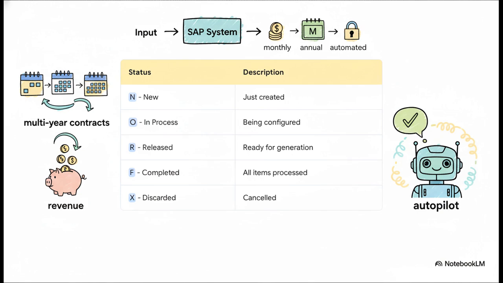It might start as new or in process while you're still setting it up. But the one you really need to remember is R for released. Because nothing, and I mean nothing, happens automatically until you flip that switch to released. It's your safety net. It gives you total control over when the automation actually starts.